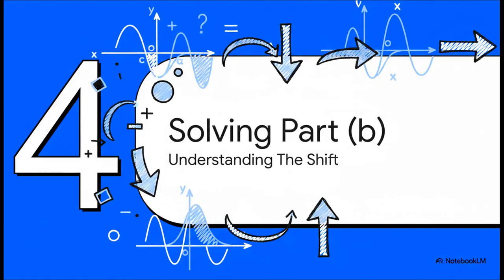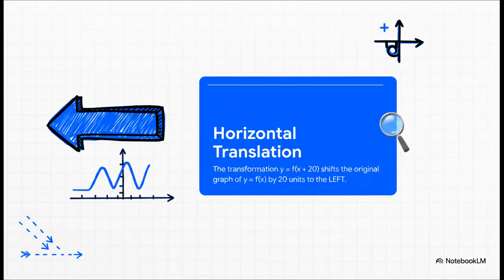Okay, let's switch gears and look at Part B. This is just a single mark question, and it's all about what happens when you start messing with the input of the function, that little bit inside the brackets. Now, before we jump to the answer, let's do a super quick theory refresh. When you add a number inside the function's bracket, like we see here with x plus 20, you get a horizontal shift. Now, this is the bit that catches people out. A plus 20 doesn't move it right, it actually shifts the graph 20 units to the left in the negative direction. A little counterintuitive, I know.